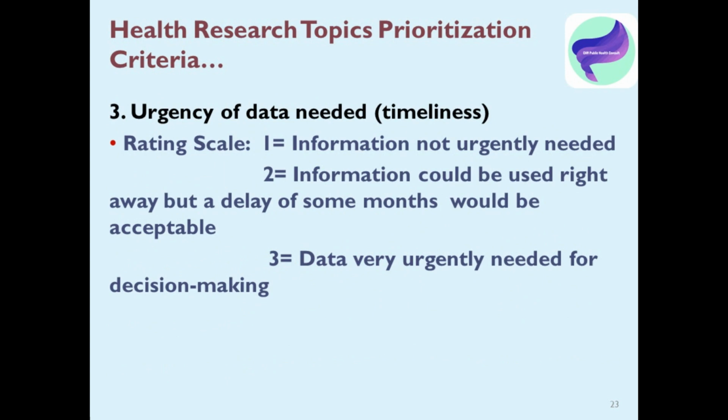Urgency of data needed, or timeliness, is the third criterion. That is referring to the urgency of the data needed on the topic. A score of 1 can be given if information is not urgently needed on the topic. A score of 2 can be given if information could be used right away, but a delay of some months would be acceptable. A score of 3 can be given if data is very urgently needed for decision making.